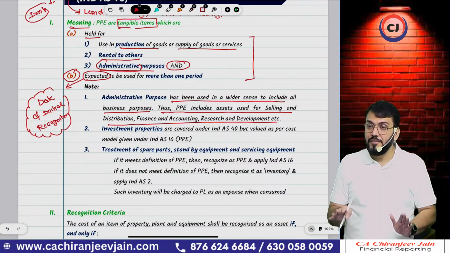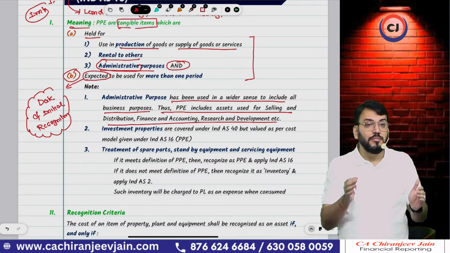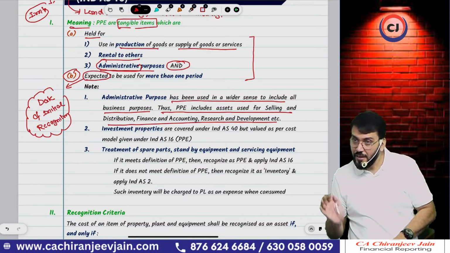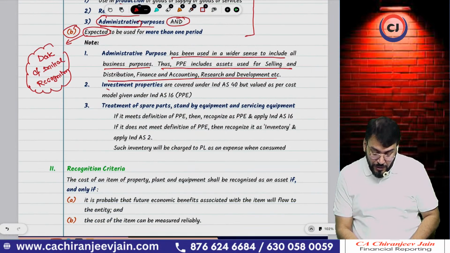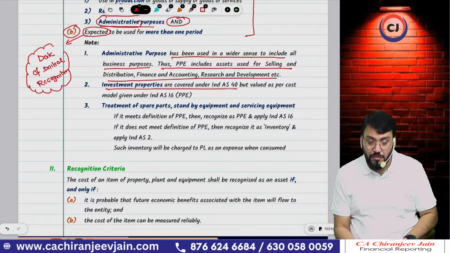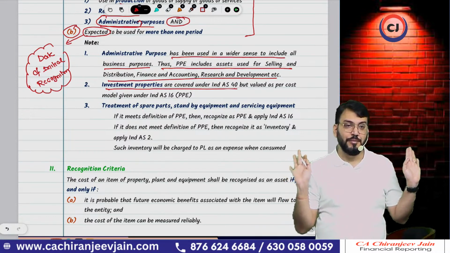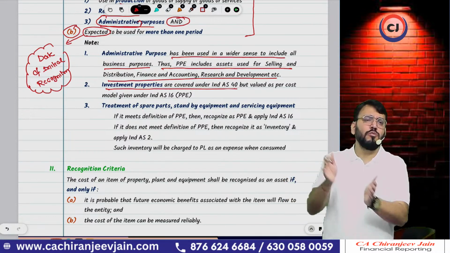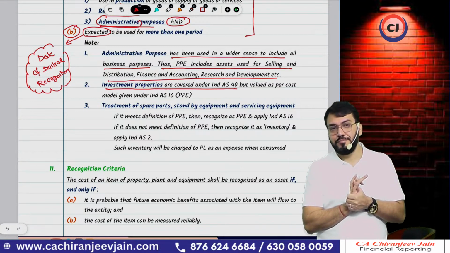Any equipment that is given on rent for earning rental income is covered in this chapter. The only exception is investment property, which is covered under Ind AS 40. That clarification has been given. We will discuss more in the investment property chapter.